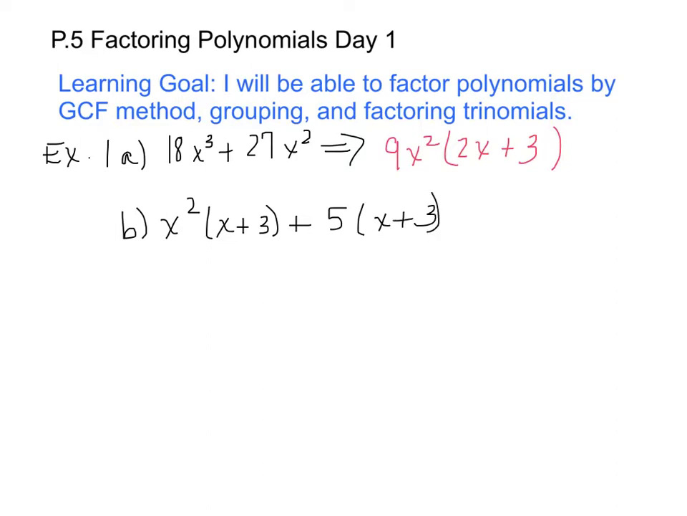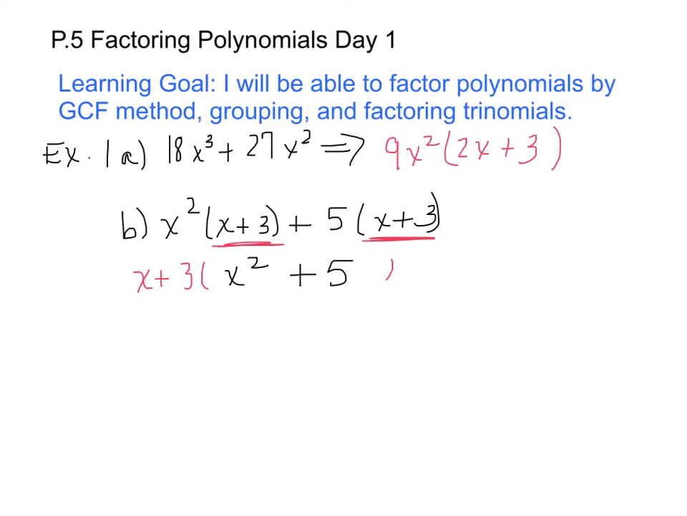If you look at these two terms, both of these terms have an x plus 3. So you'll just factor out the x plus 3. And in the first term, you have an x squared left over. In the second term, you have a 5. And if you distribute it back, you should get back what you started with.